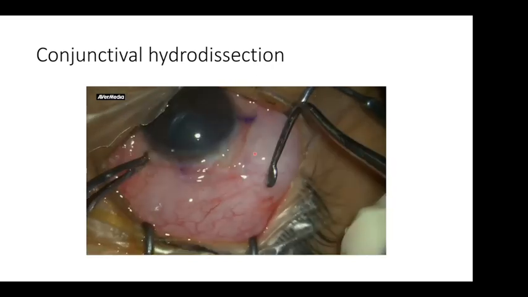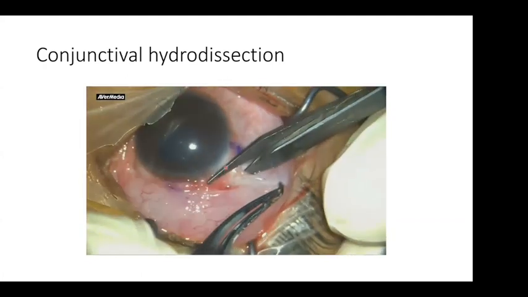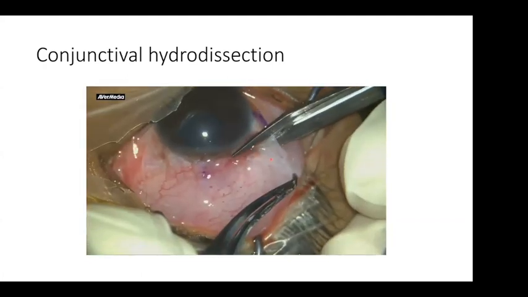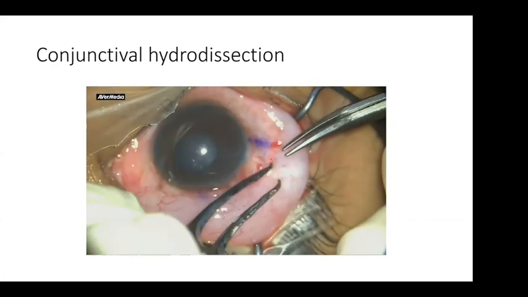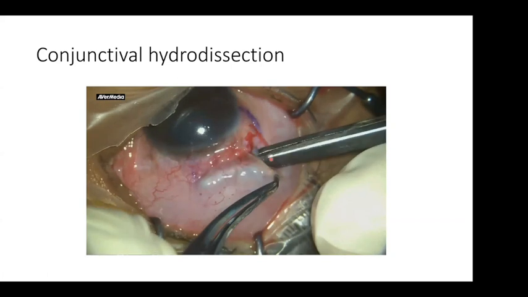So again, I thought now I'm in a relatively better position. And then when I cut at that time, I make sure that I'm cutting towards the cornea. So again, to harvest as much as possible of the conjunctiva.